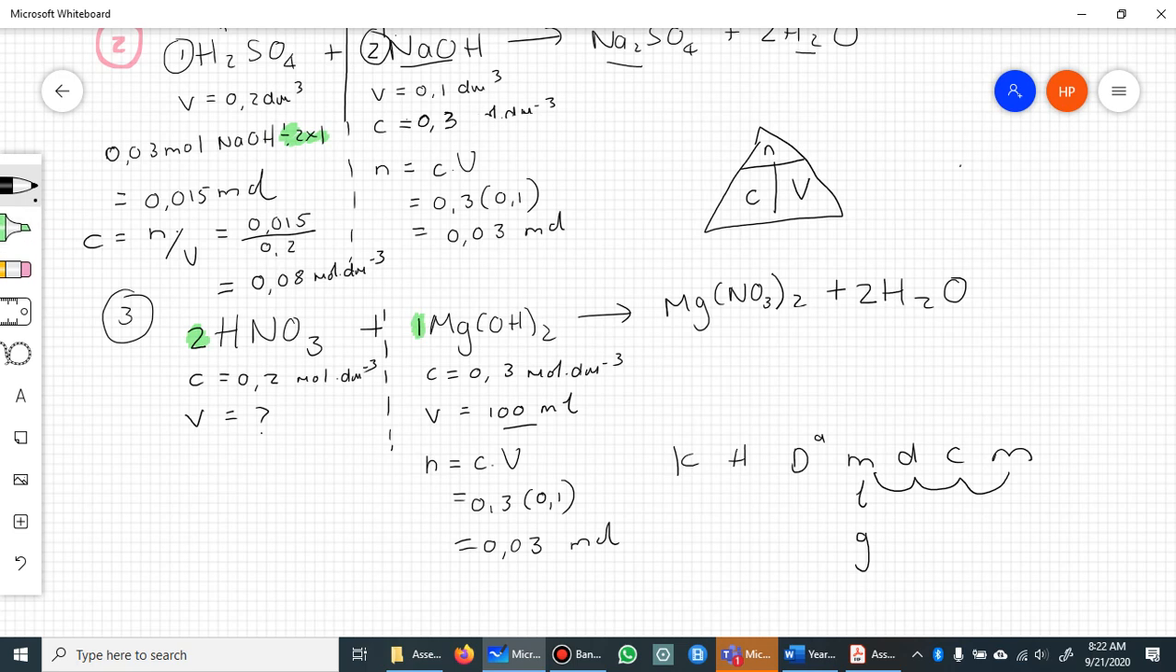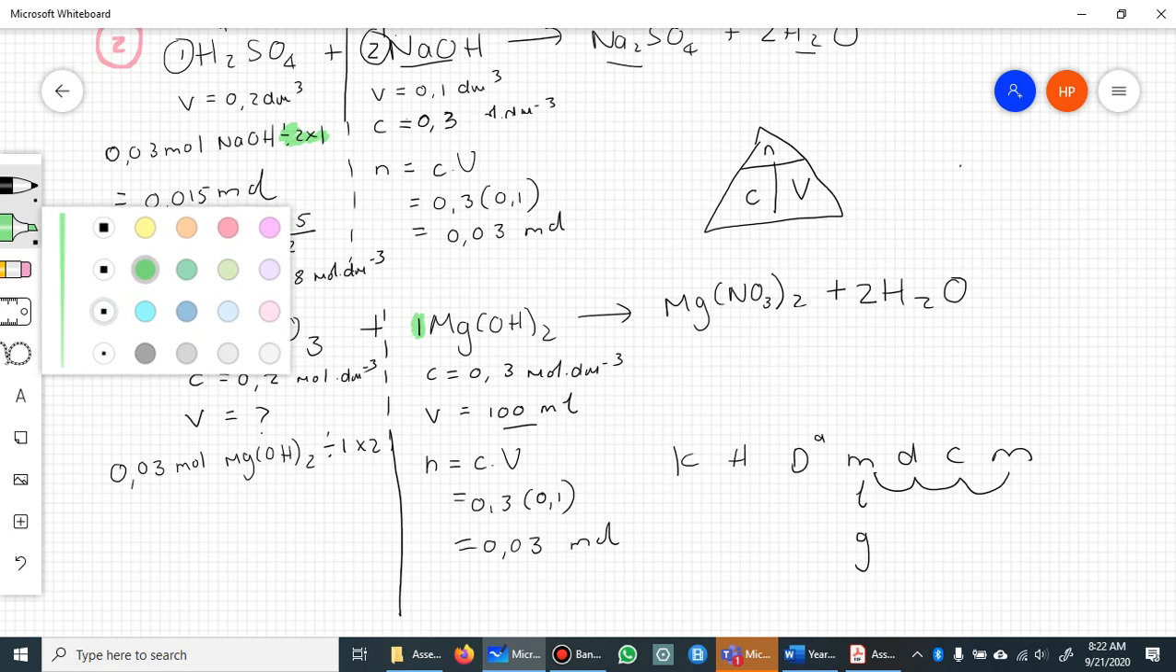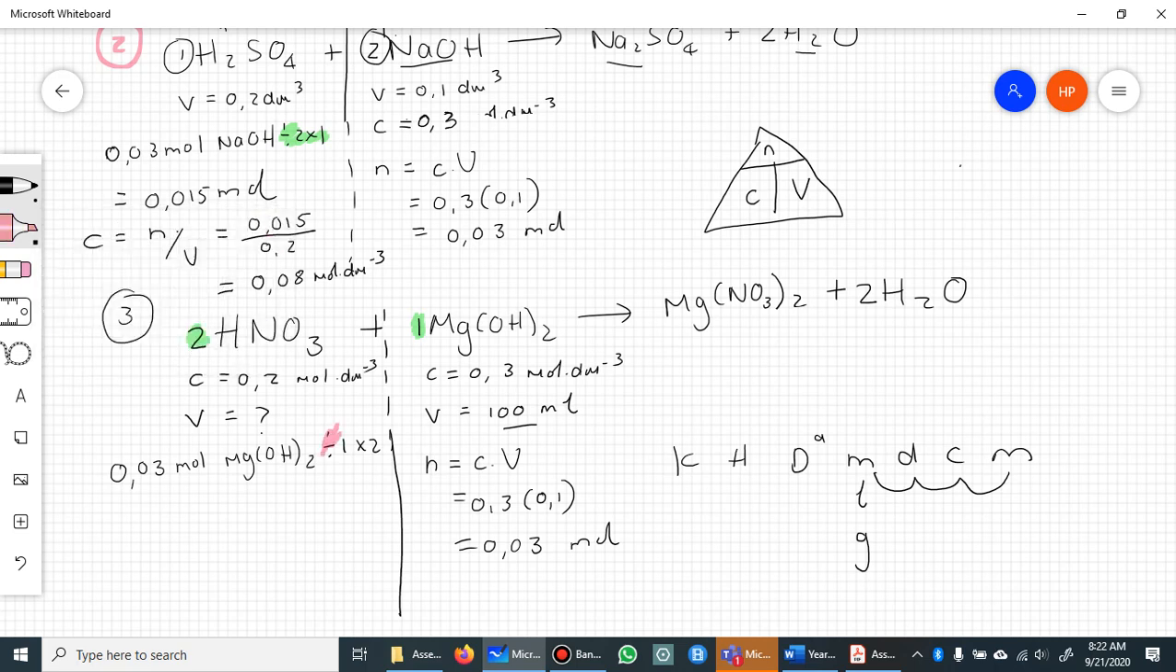Then we're going to go 0.03 mole of magnesium hydroxide divided by 1 times by 2, like that, is equal to 0.06 mole of HNO3. And now I want the volume, so I go volume is equal to what over what? N over C, that's it.